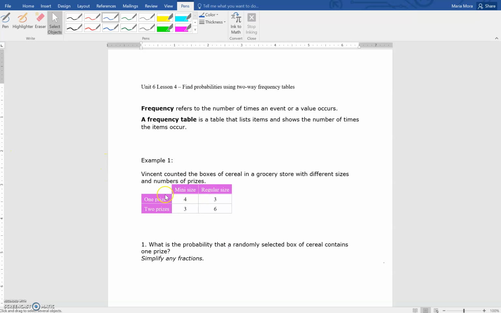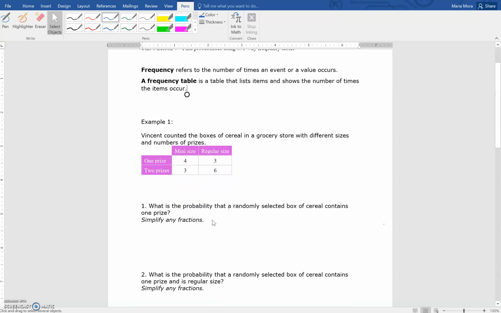In this first example, you will see the frequency table. The rows represent one category and the columns represent another category. So for example 1, it says, Vincent counted the boxes of cereal in a grocery store with different sizes and numbers of prizes. So the numbers of prizes represent the rows and the different sizes represent the columns. So there's a lot of information we can get from frequency tables.